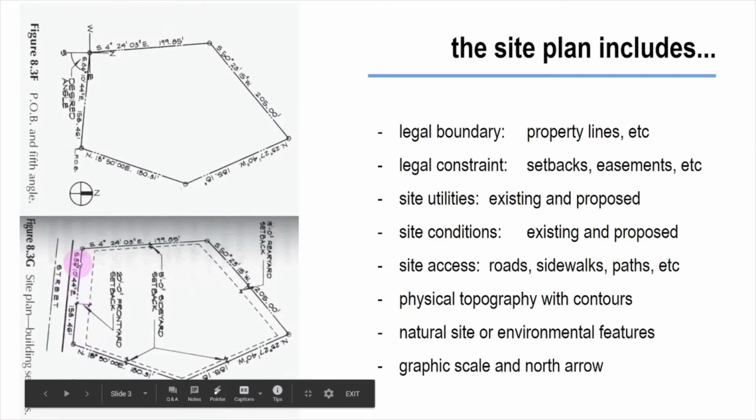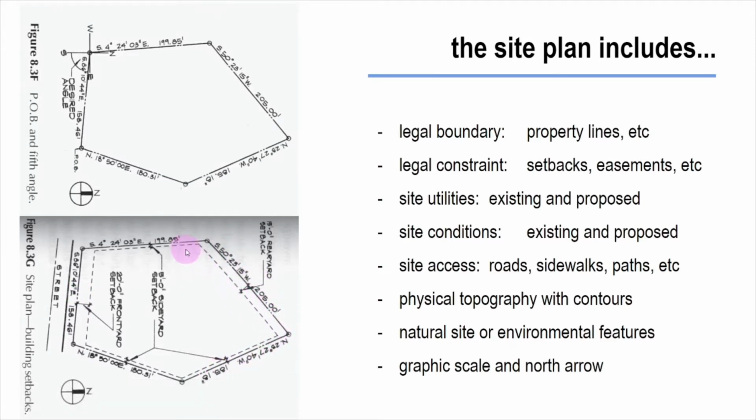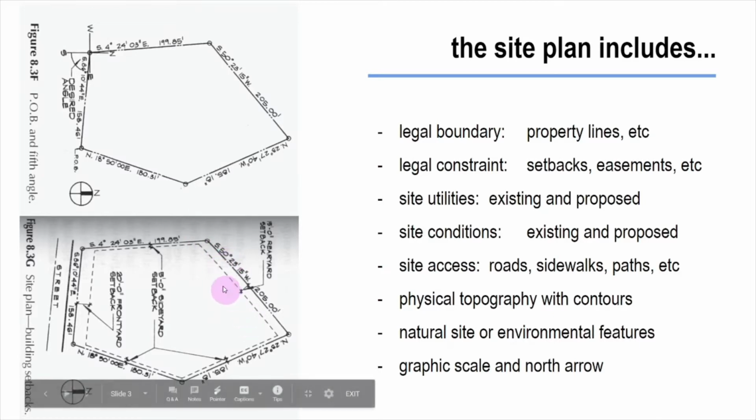So this phantom line here, this is my property boundary, and then this dash line is my setback. So how far away from each side of my property line am I not allowed to build? And then this would be the area that I am allowed to build.